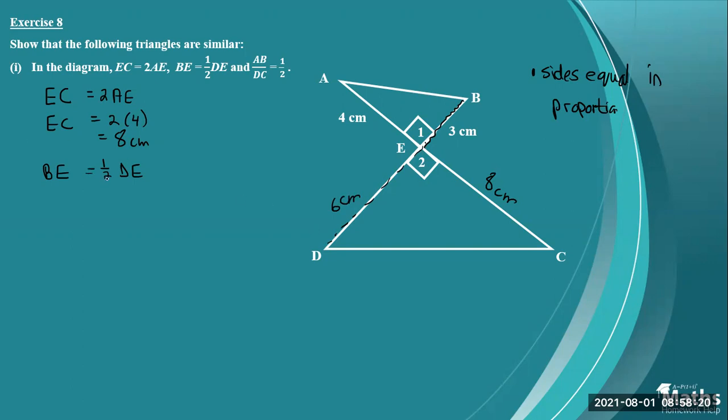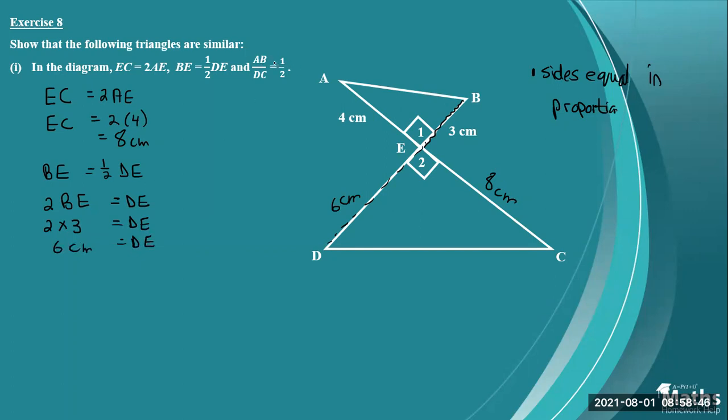Another way of writing this, you could have got rid of the half by multiplying by 2. So 2 times BE will be equal to DE. And BE we have as 3 centimeters. So therefore DE will be 6 centimeters.